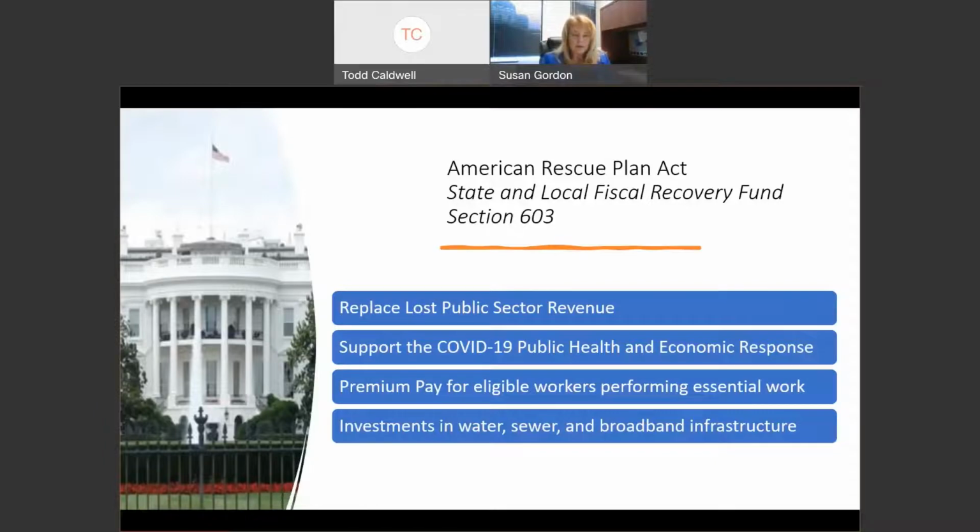Now, you remember we've talked about this a lot, probably nearly every month last year, that there's 4 main categories in this act. One, there's the replacement of public sector revenue, the government services section. There's support for the COVID-19 public health and economic response. There's premium pay for eligible workers performing essential work, and then there are investments in water, sewer, and broadband infrastructure. Those are the same, those are the 4 main categories, and those categories did not change with the final rule.